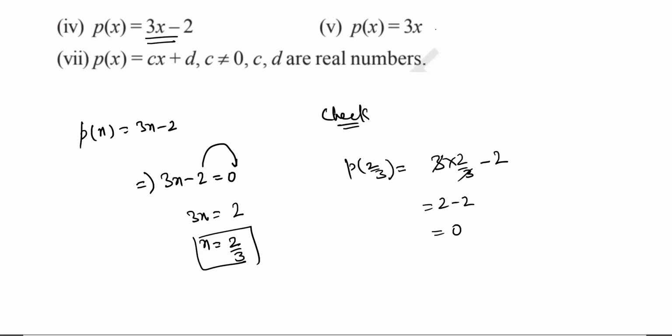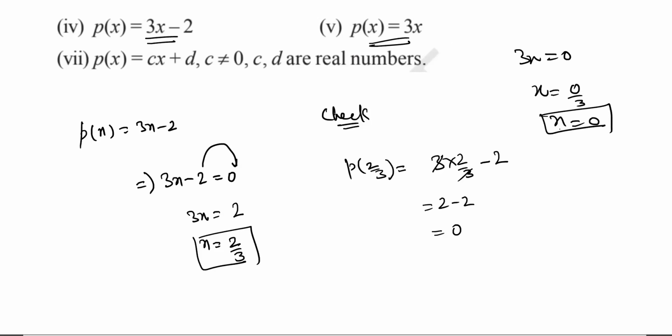Okay. Similarly, for this equation, 3x, you need to equate this equation with 0. x is being multiplied with 3. So here 0 upon 3 is equal to x. Then if the numerator is 0, then it will be 0. All the answer will be 0.